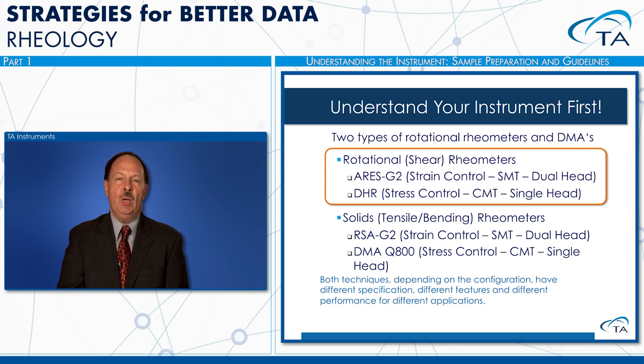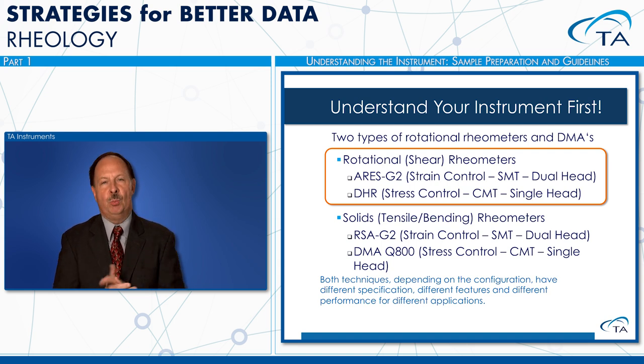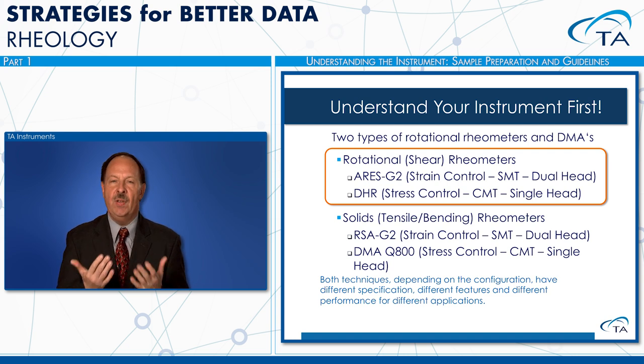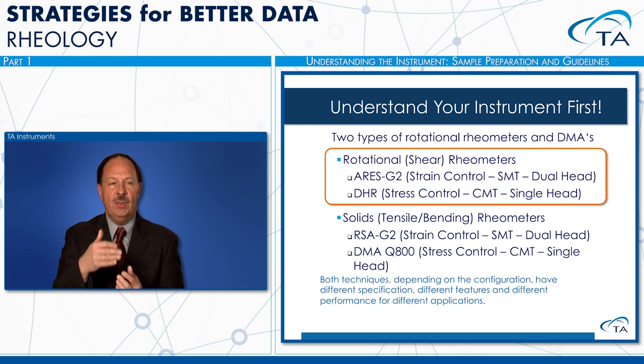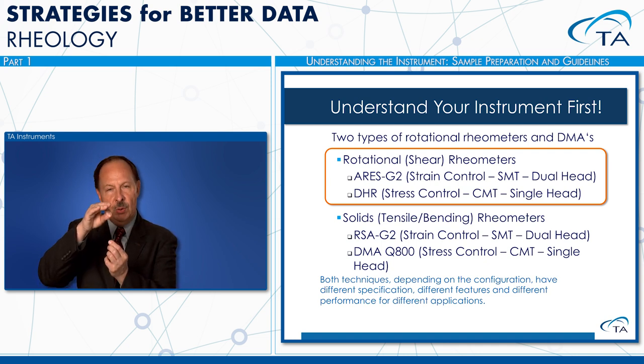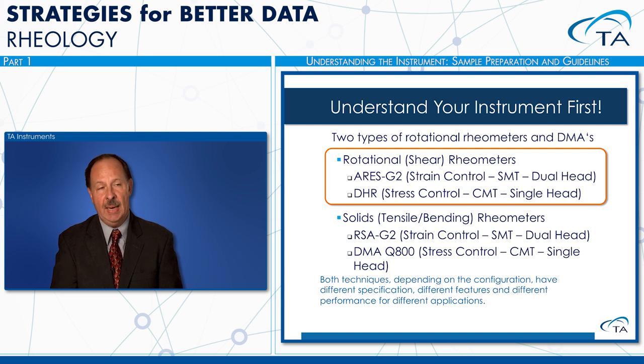Sometimes, though, when you have a more solid-like material, it's a little bit more convenient to test it with one of our solids rheometers. An example would be if you wanted to look at the viscoelasticity of a film. It's more convenient to test it in a linear fashion with one of our DMA instruments, where you deform this in a tensile mode. Sometimes you can get rectangular bars, which you would also test in a flexural mode as well on a DMA. We have two kinds of DMAs as well.